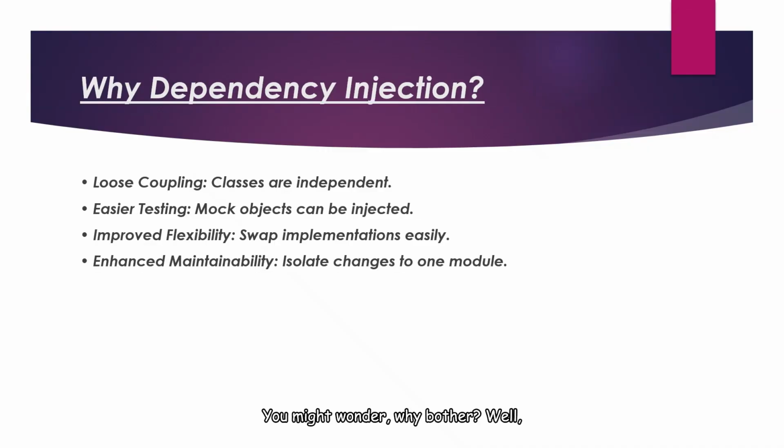You might wonder why bother. Well, when classes directly create their dependencies, they become tightly coupled. That's bad news for testing, flexibility, and long-term maintenance. But with dependency injection, we can swap out implementations easily. For instance, in testing, we can inject a mock instead of a real service. In production, we can inject a different version based on configuration. In short, DI helps us achieve loose coupling, high testability, and future-proof designs.